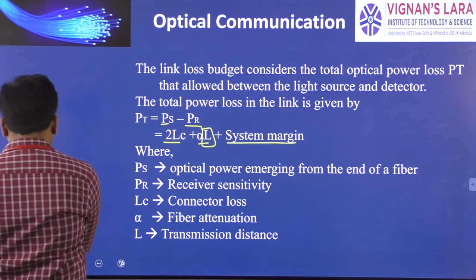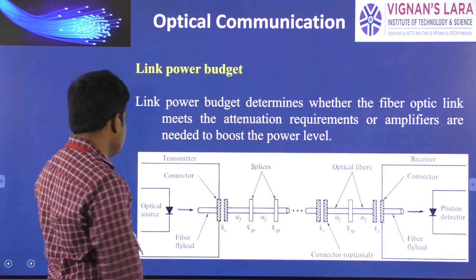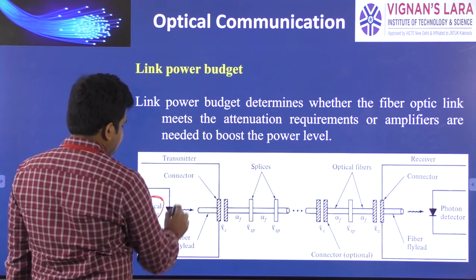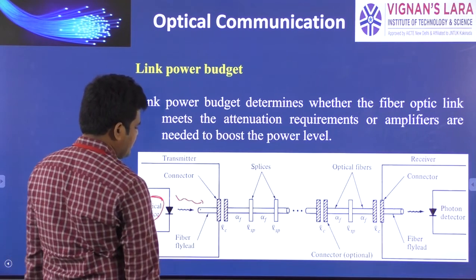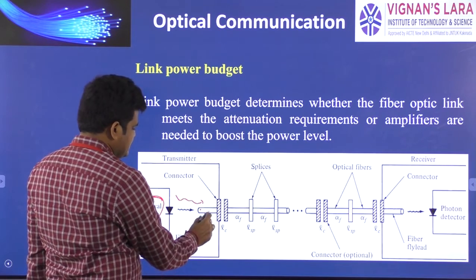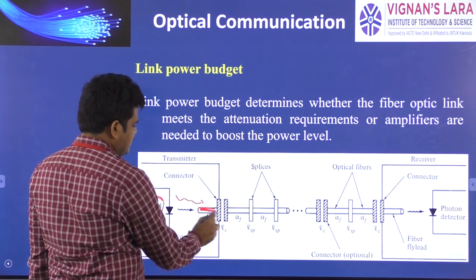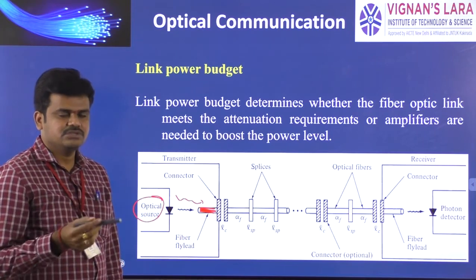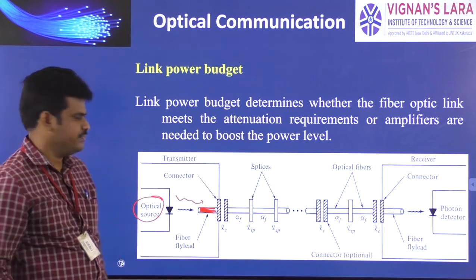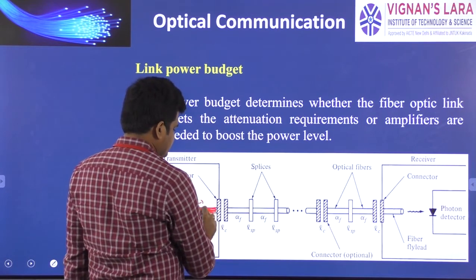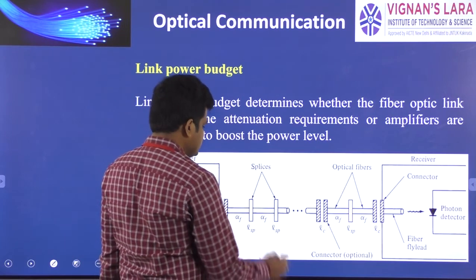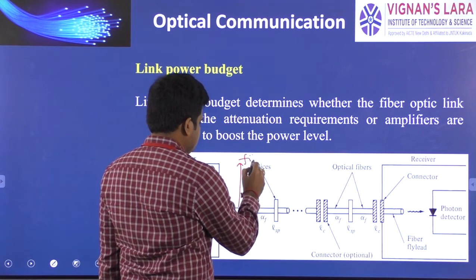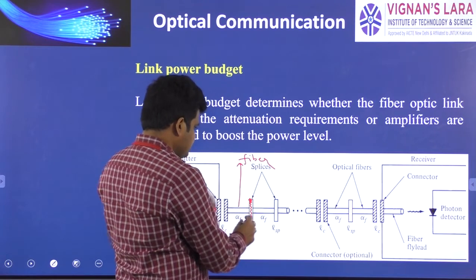If you go back, you can see here. This is the optical source. We know light is falling on the optical fiber. Here the fiber fly lead is connected. What is meant by fiber fly lead? A fiber fly lead is a connector used to connect the optical source and the optical fiber. You can see here, you have used some splices here. This is the optical fiber.